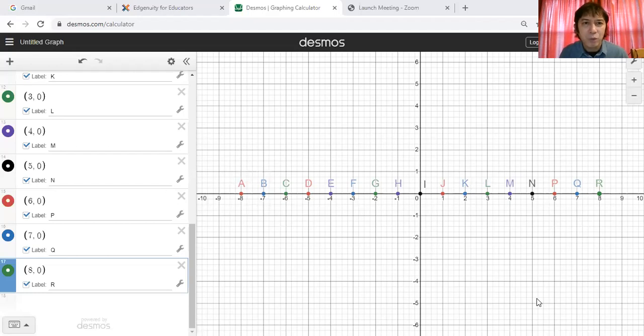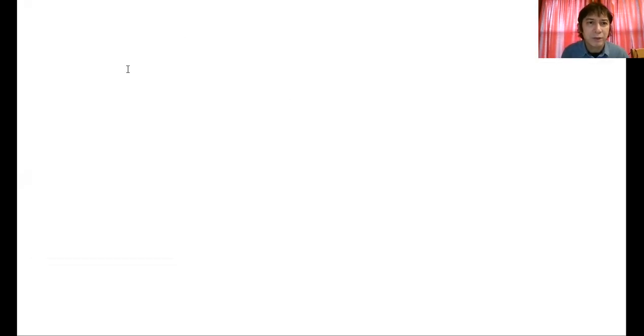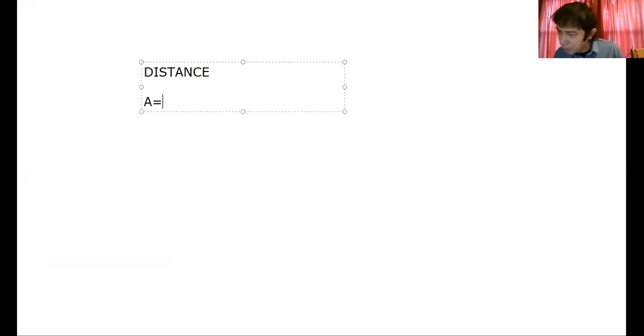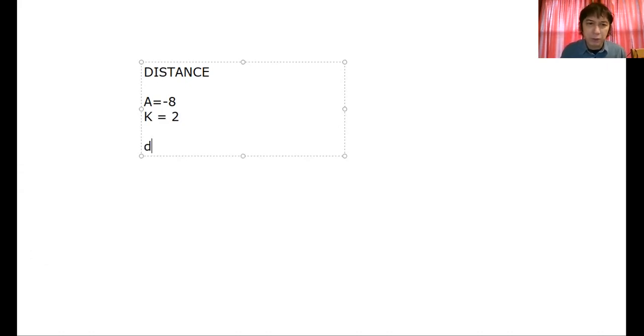All right, so we shall start from the given, and we are doing actually distance, okay? Our given numbers, we have A, and that is -8. And for the other point K, there's an assigned number also, which is the number 2. Now, the formula to get the distance, you just have to get their difference and its absolute value. So if we denote the distance as small d, we shall compute the absolute value of their difference.